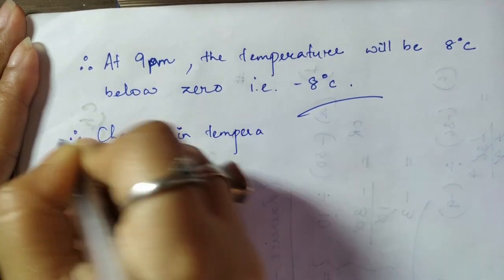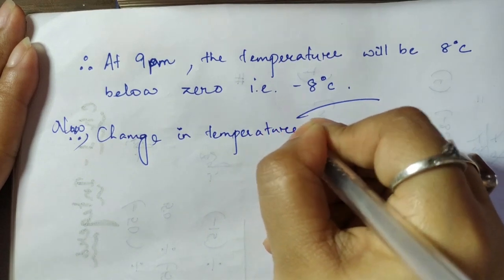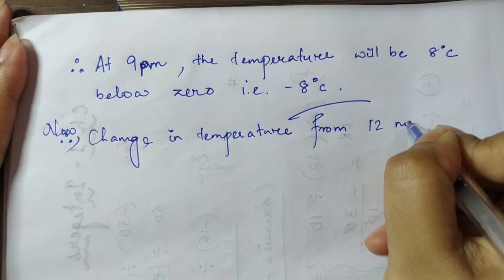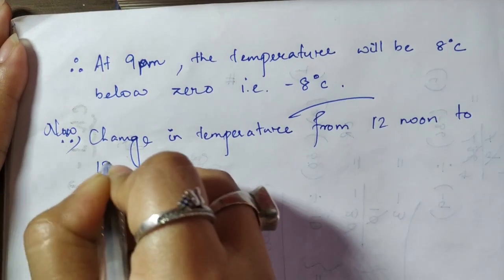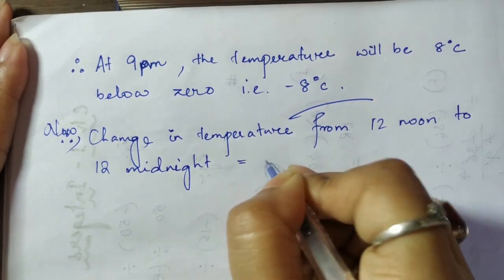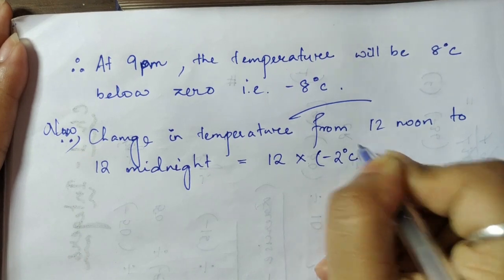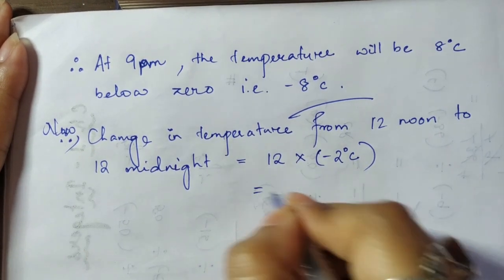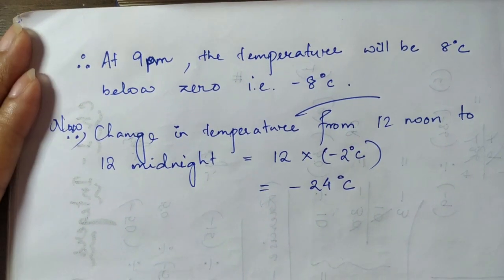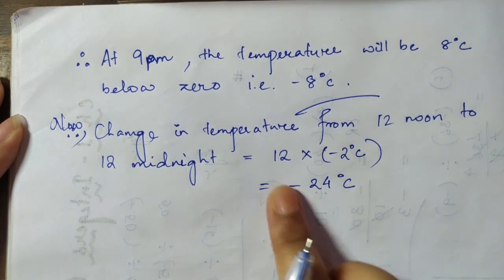So we can write, for the second part, the change in temperature from 12 noon to 12 midnight will be 12 hours into minus 2 degrees Celsius, since it is decreasing. So the temperature difference is this much. What will be the temperature at midnight? The initial temperature plus the change in temperature.